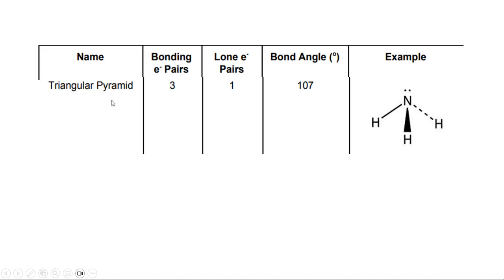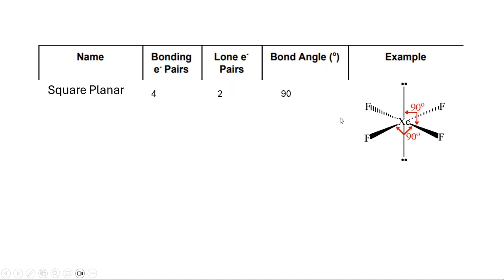This one here is a triangular pyramid. This has three bonding pairs, so you see one, two, three bonding pairs, and then one lone pair. Two electrons is one lone pair. The bond angle is 107.